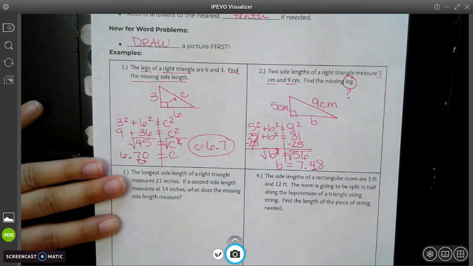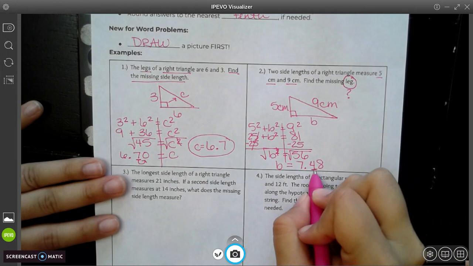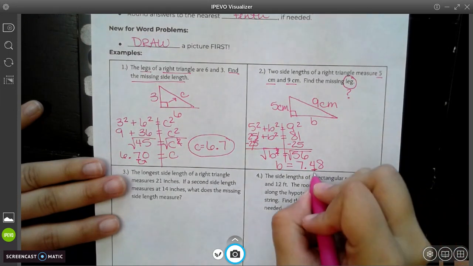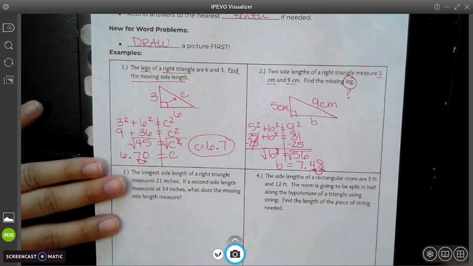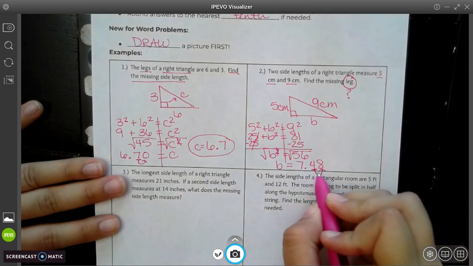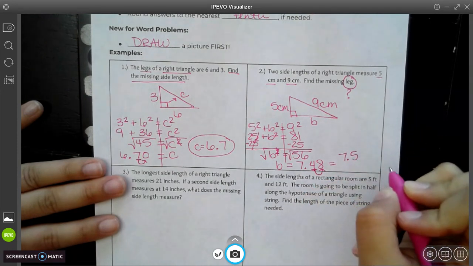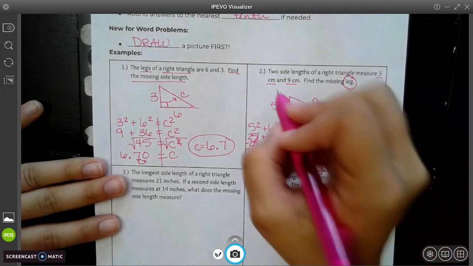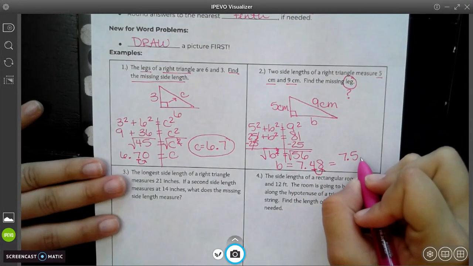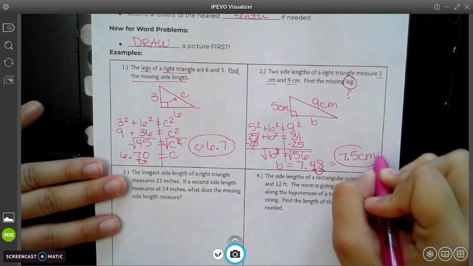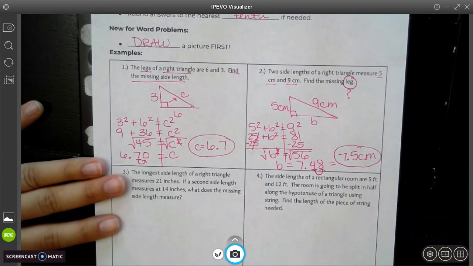The 4 is in the tenths place. So we have to decide, are we going to keep it a 4 or are we going to have to round it up to a 5? So you always look at the number behind it. That 8 tells me to round any number up. So instead of leaving it at 7.4, we're going to round up to 7.5. And since these had a unit measurement on there, we have to label. So 7.5 centimeters.